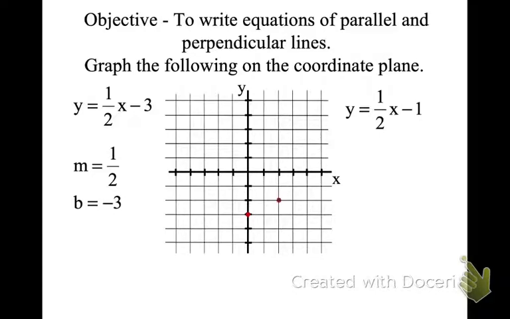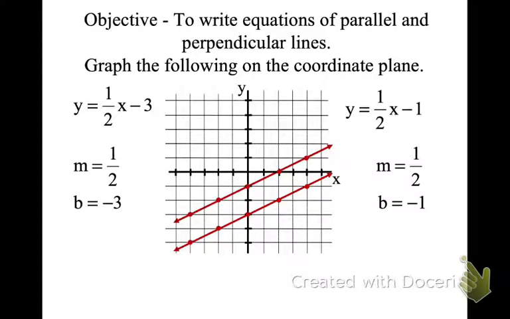Rise 1, run 2. Or I can go down 1, left 2. And then I draw my line. Let's do the next one. My m is 1/2. My b is -1. I'm going to start at the -1, and from there, I'm going to rise 1, run 2, or I can go -1, -2, because remember, a negative divided by a negative is a positive. Draw the line.